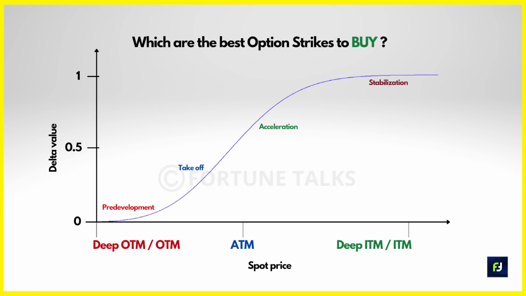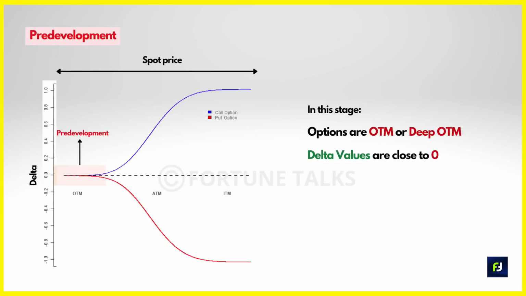But as a side note, delta of an option changes with other factors other than the spot price itself. But for the sake of simplicity of calculations, we will consider that the delta of a particular strike remains the same even if the spot price changes. So the first stage is pre-development. Now, this is the stage when the option is out of the money or deep out of the money. So the delta value here is 0 or close to 0.